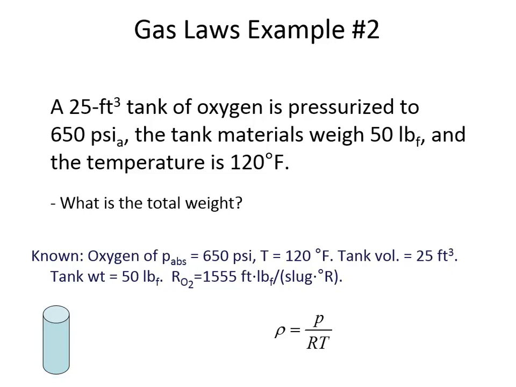Now we can find the weight of the oxygen inside the tank by multiplying the unit weight by the volume that's there, the 25 cubic feet. That means that there's 83.6 pounds of gas, plus the 50 pounds of the tank weight, means that there's 133.6 pounds of force. That's the combined weight of the tank plus the gas.